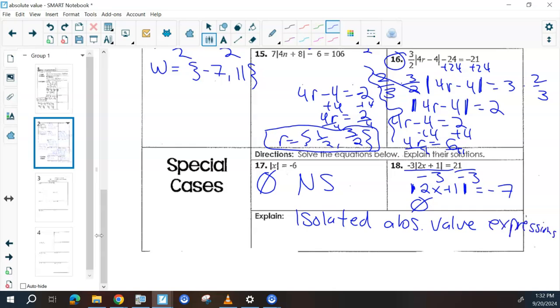That has isolated absolute value expressions that equal a negative number.